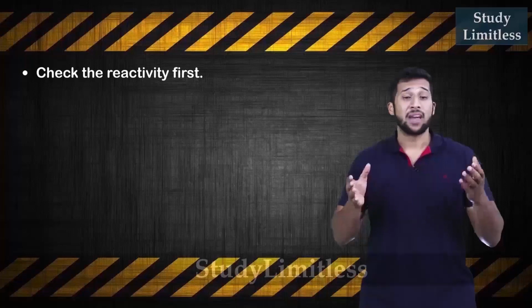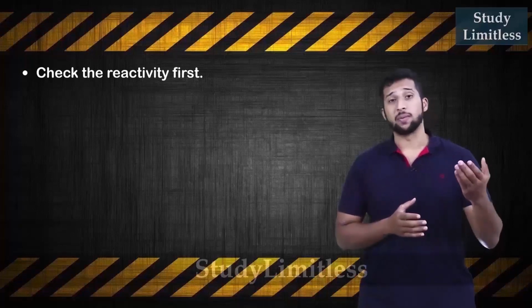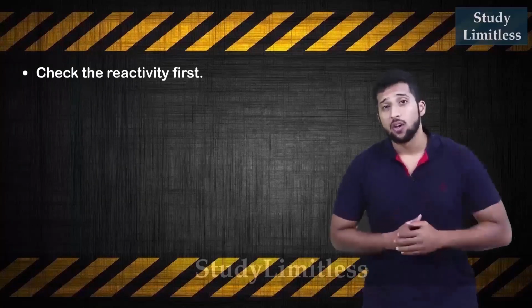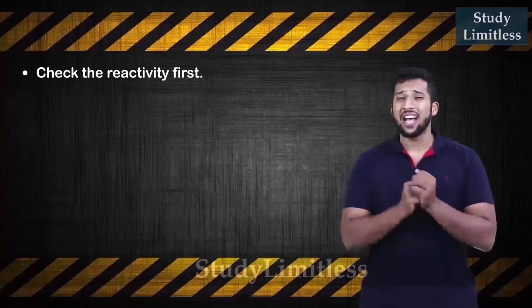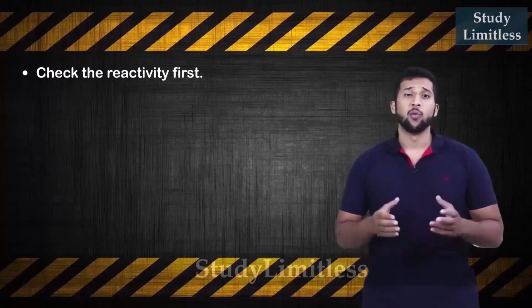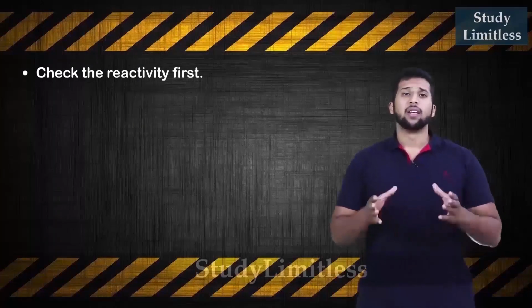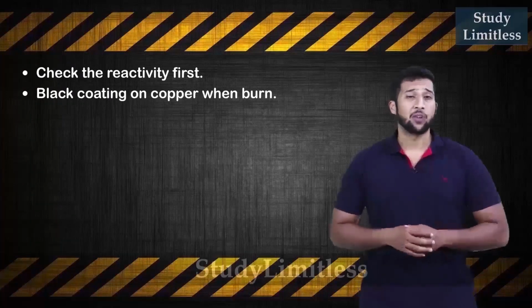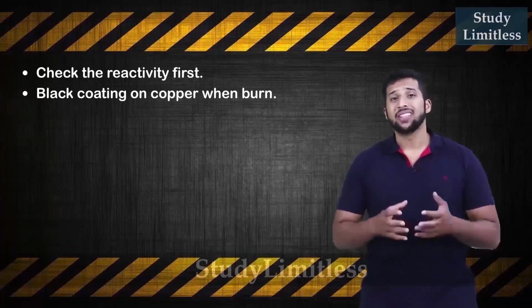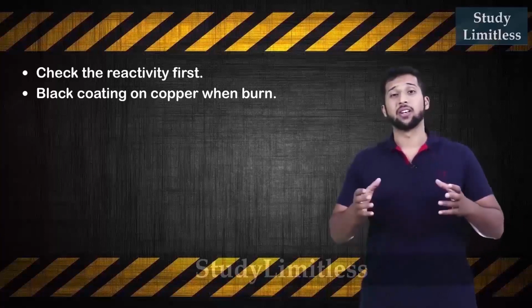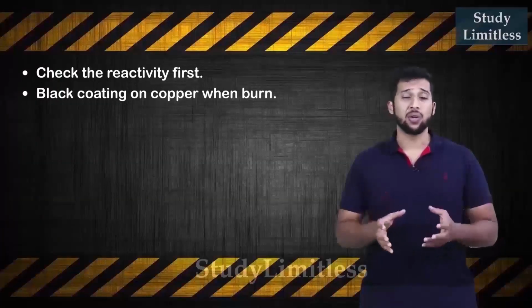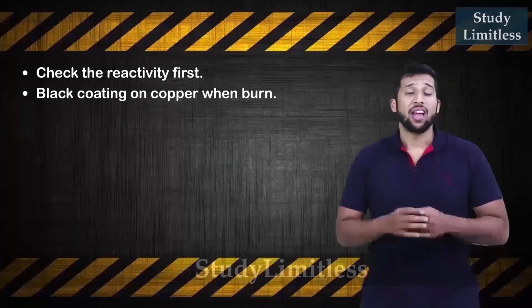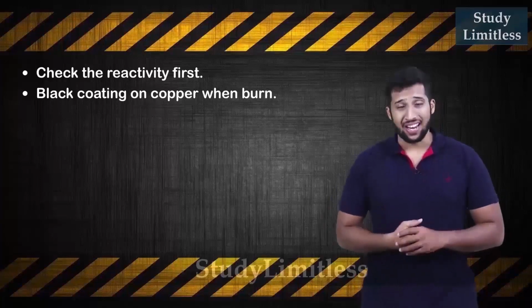Because there are elements or metals like sodium and potassium which are at the top of the reactivity series and react very violently with water. And there are some like copper, whenever you try to burn them, it does not actually burn, but it has a coating of a black layer and you have the formation of copper oxide.